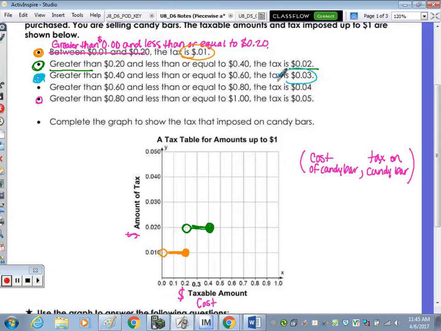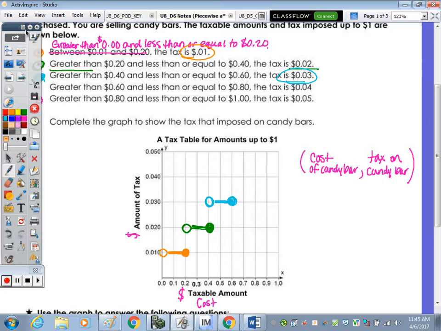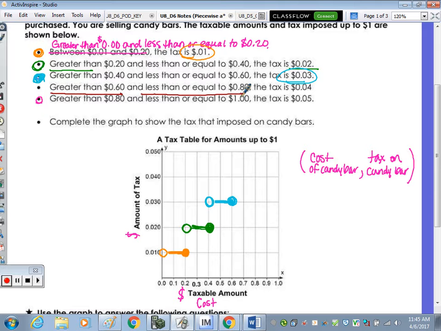We're going to spend 3 cents, so that's that next Y value. Greater than 40 cents, so open circle, and less than or equal to 60 cents, close circle. We're going to spend 3 cents in sales tax. The next one, to spend 4 cents in tax, we have to do greater than 60, but less than or equal to 80. So I'll do that in red.